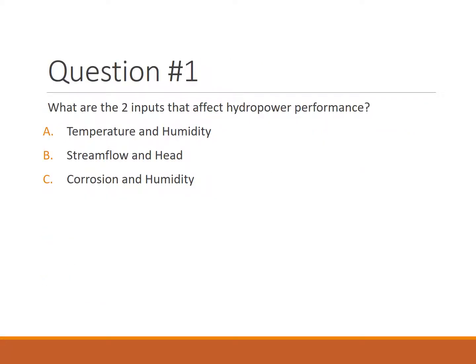Question number 1. What are the 2 inputs that affect hydropower performance? A. Temperature and humidity. B. Stream flow and head. C. Corrosion and humidity. And I'll provide the answer right away. It's actually B. The stream flow and the head are the 2 main inputs to this system.